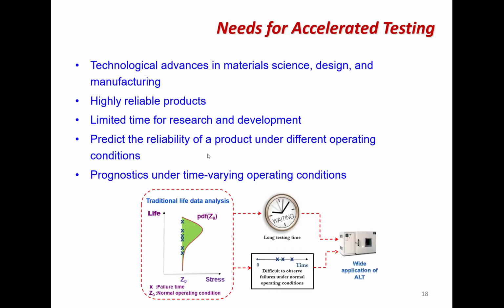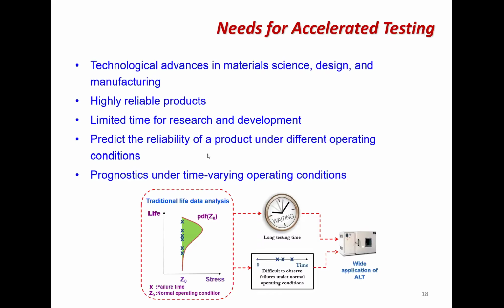All right. So, the needs for accelerated testing. Especially nowadays, technology advances in material science and design and manufacturing, so we can make products or materials extremely reliable. And we're trying to build highly reliable products, but we only have limited time for research and development and for testing. Predicting the reliability of a product under different operating conditions is another very important subject. If you're testing your new product, and you estimate reliability under a specific use condition, but then you change the use condition, you should estimate the reliability of your product by considering different operating conditions. How to do that? It needs a model called the accelerated testing model.